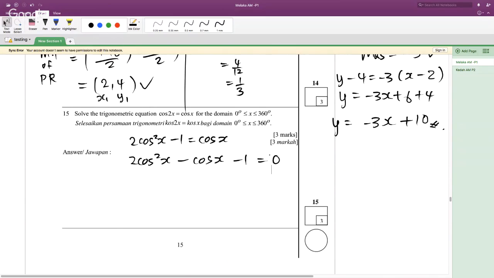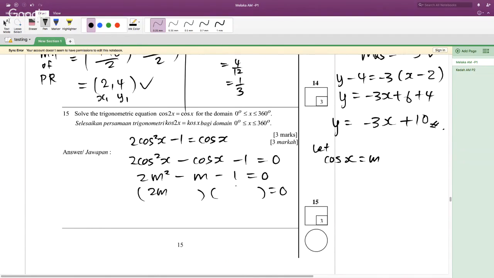If you can't see this is a quadratic equation, you can let cos x equal m, and then you know this is quadratic because you have 2m squared minus m minus 1 equals 0. Then you will need to factorize it. So this one is 2m, this is m, this is 1, this is 1, this is minus, this is positive. Therefore m equals negative half and m equals 1. Please do not stop here, because you are finding x, not m. Our m is the cos x. So cos x equals negative half and cos x equals 1.